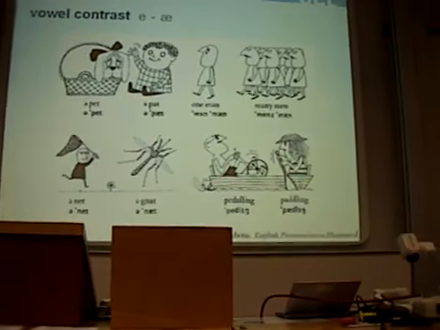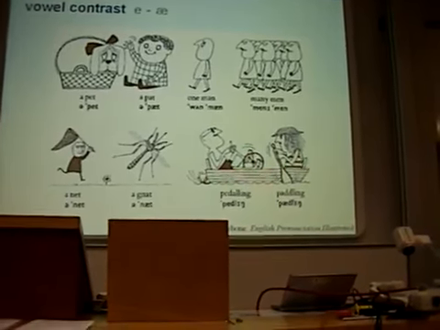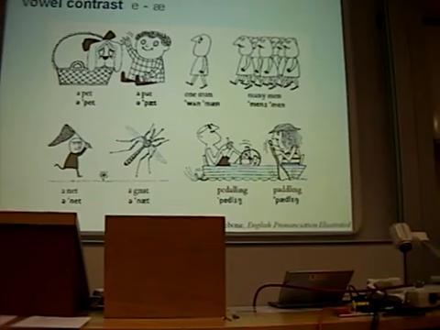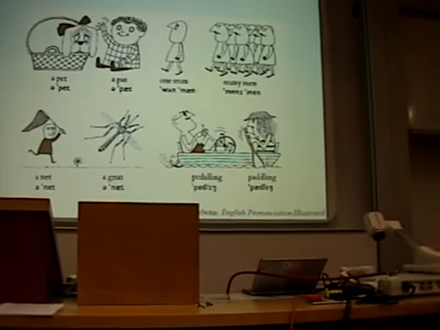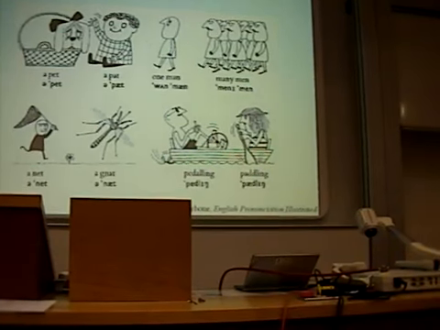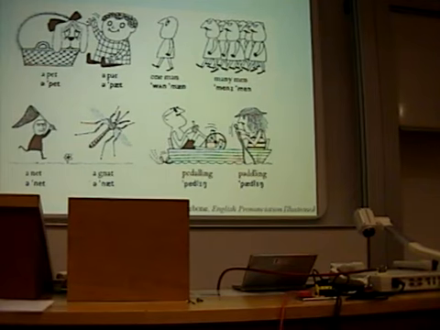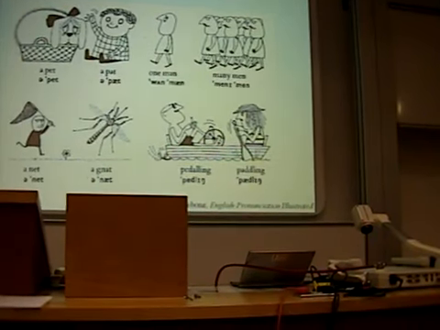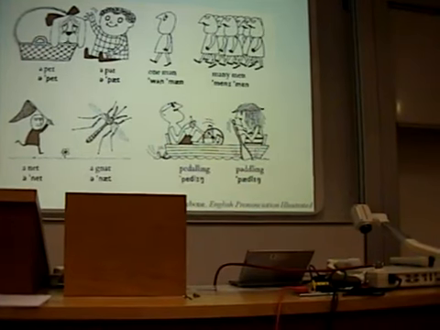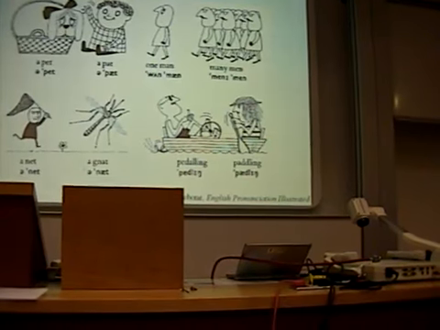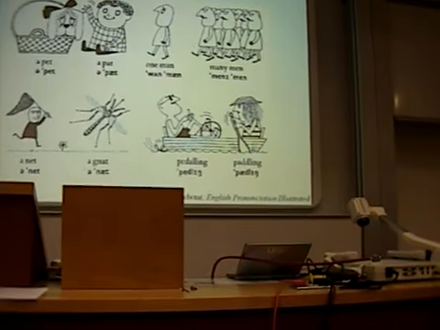E and I we've already looked at. Similarly, E and A. Easy for some, very difficult for others. Difficult for German speakers, difficult for Polish, Russian, Hungarian speakers, difficult for Koreans. Lots and lots of contrasts. A pet and a pat. So the pet is the animal, the pat is the action of touching it. Singular and plural, one man, many men. A net and a gnat. Somewhat out of proportion in the picture. Pedaling and paddling.